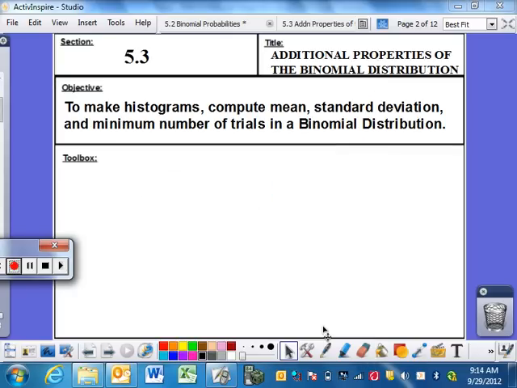Okay, this is the last section of 5.3. It's additional properties of the binomial distribution. So we're going to take what we did in section 5.2 and we're going to add just a couple things about the binomial distribution. So we're going to make a histogram, which is relatively straightforward and very easy.